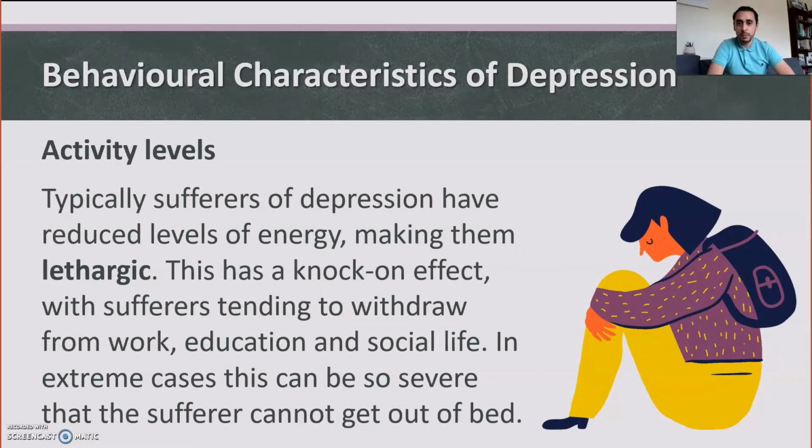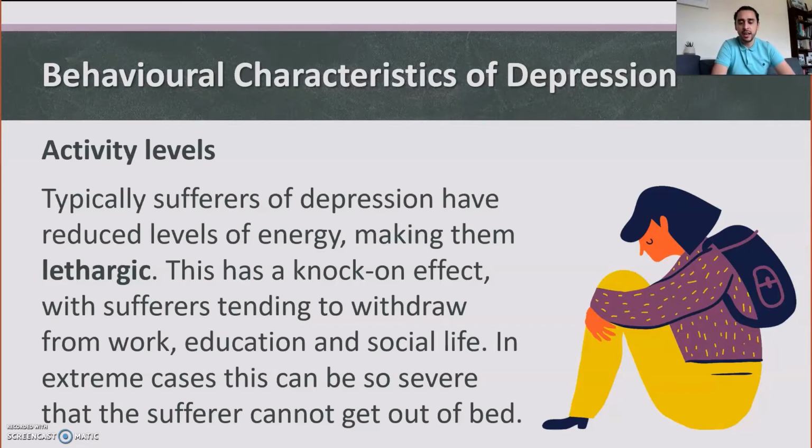Activity levels. The first behavioural characteristic of depression is activity levels. Typically, sufferers of depression have reduced levels of energy, making them lethargic. Lethargic is like when you feel really tired, you're feeling really lazy, you've got very low energy levels. This has a knock-on effect with sufferers tending to withdraw from work, education and social life. In extreme cases, this can be so severe that the sufferer cannot get out of bed. This is a behavioural characteristic, ways in which people act, okay?